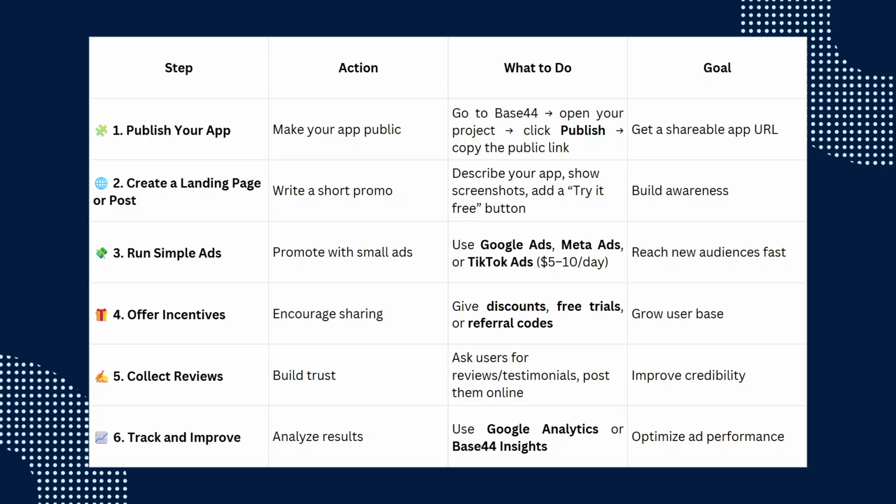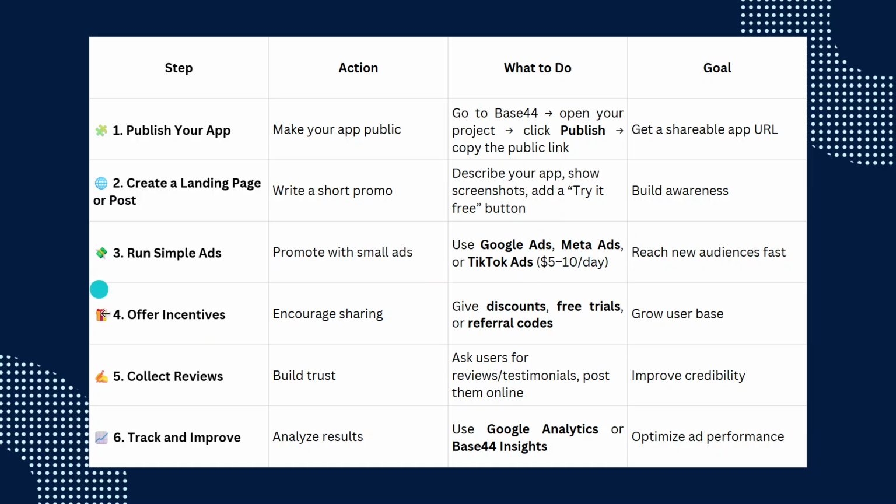If you're looking for a faster growth trajectory, consider running simple ads. Platforms like Google Ads allow you to target specific keywords related to your app, while Meta ads encompassing Facebook and Instagram are effective when using engaging content such as short videos or striking screenshots. For more visually oriented or lifestyle-based apps, TikTok ads can be highly effective. When budgeting, remember that starting small with even just $5 to $10 per day can go a long way to testing what resonates best with your audience.